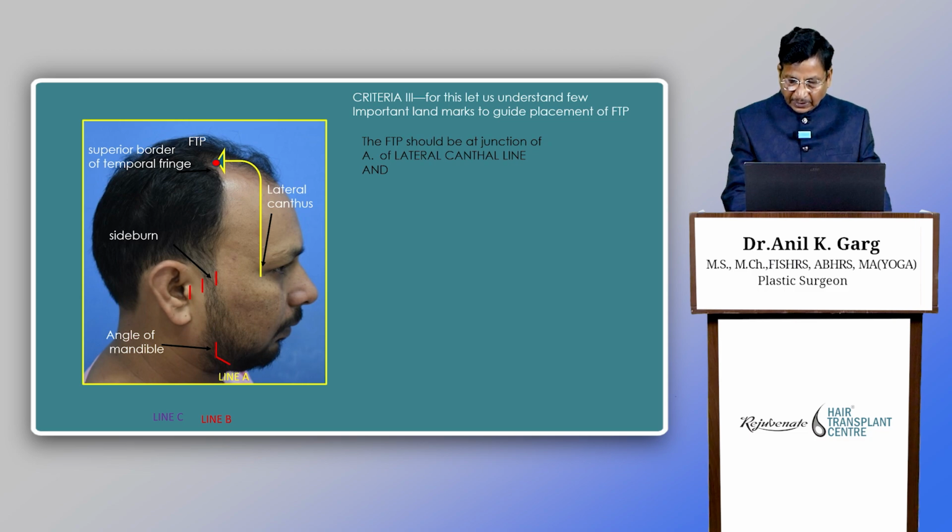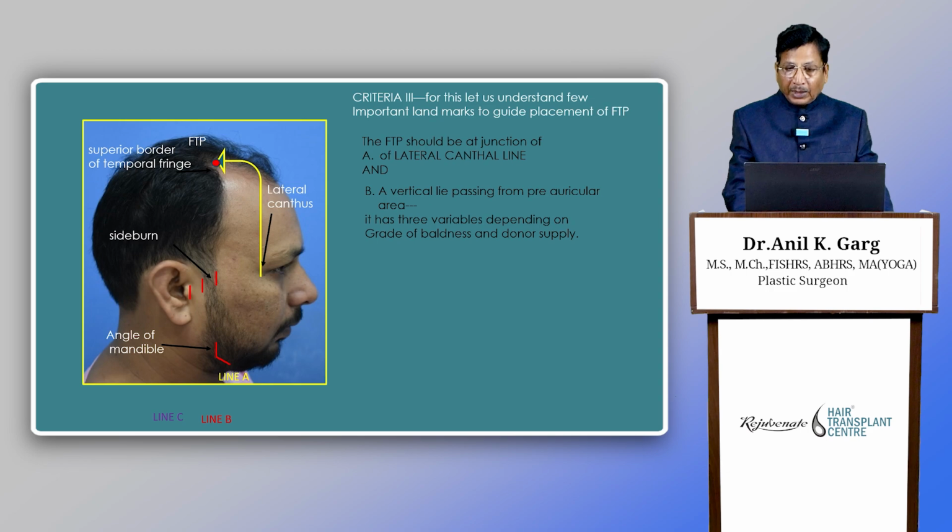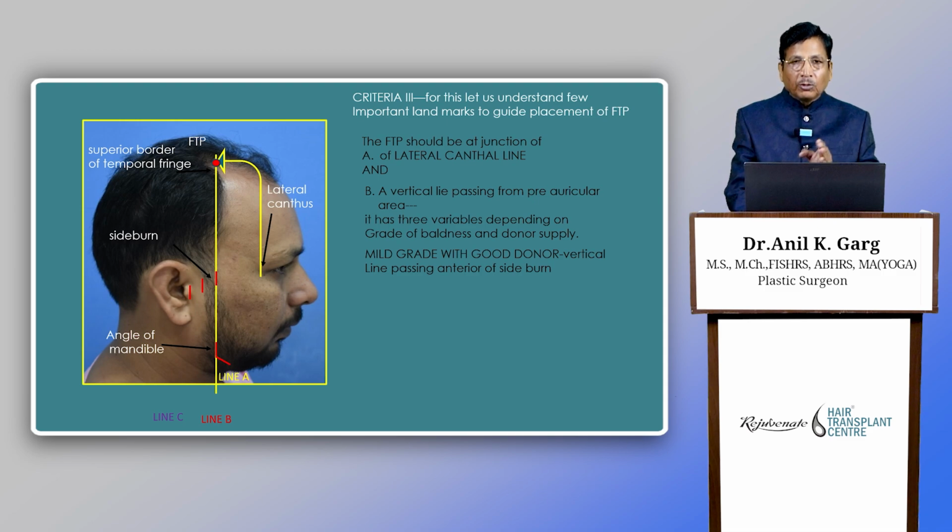One line is the lateral canthus line, as we explained before. The second line is a vertical line passing from the preauricular area, but it has three variations depending on the grade of baldness and the donor supply. Condition 1: the mild grade with good donor supply, the vertical line passes anterior to the sideburn. This is the yellow line I am showing here.